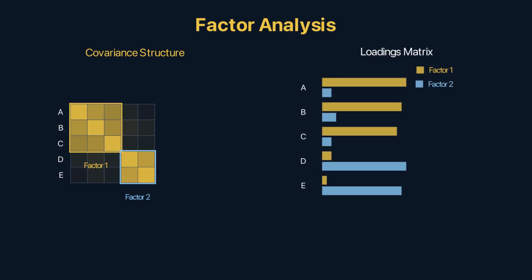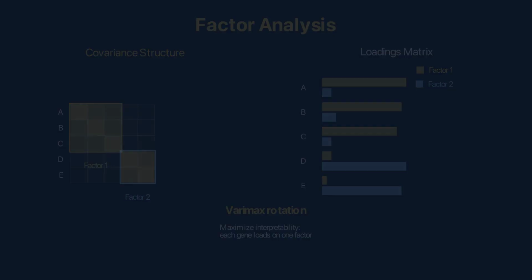Rotation, like Varimax, adjusts the factors to maximize interpretability. Each gene loads strongly on one factor and weakly on others, making the factors easier to name as biological programs.